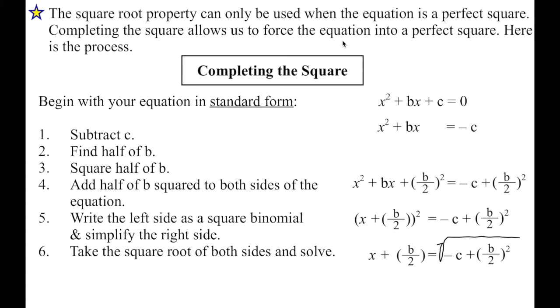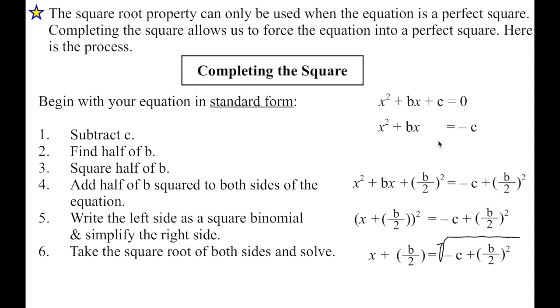So what happens if you have a trinomial that's not a perfect square? Well, that's where this completing the square process comes into play. It forces that trinomial into a perfect square. So here's the process for completing the square. Our equation has to be in standard form here. The first thing we're going to do is subtract the constant term or move it to the right. Then we're going to take half of the coefficient of the linear term, half of b, and we're going to square it. So half of b squared we're going to add to both sides.